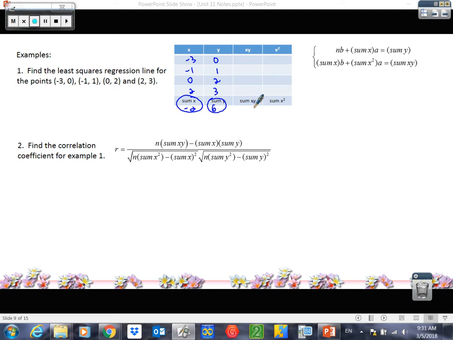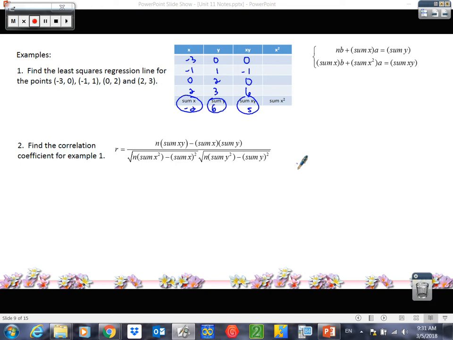Now in this column, we're required to multiply the x and the y numbers. So negative 3 times 0 is 0. Negative 1 times 1 is negative 1. 0 times 2 is 0. And 2 times 3 is 6. Once we get those numbers, we need to add that column, and that gives us 5. So sum xy is 5.